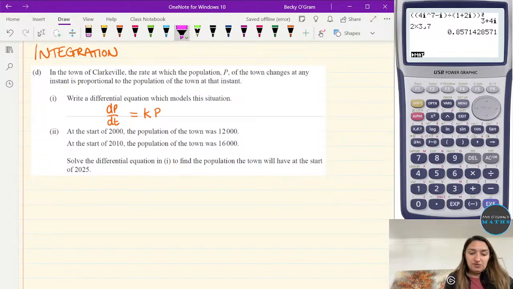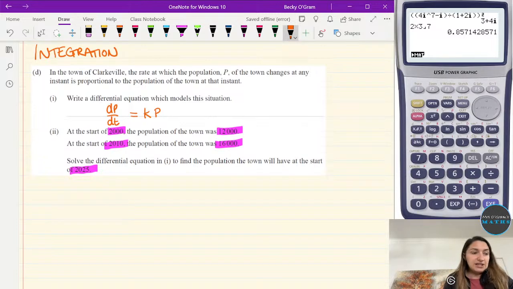Then we're given some information that in 2000, we're going to treat that as our start. That's where t will be 0. We started with a population of 12,000. 10 years later, we've got 16,000, and then we want to work out what it will be at 2025.